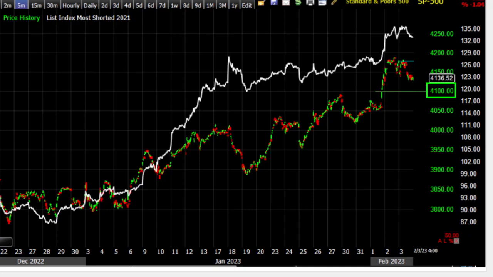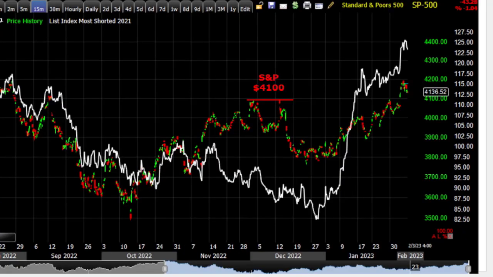It goes back to December, and here it is back in December. This is the most shorted index. Here is where the S&P couldn't get above 4,100, and you can see the shorts are just piling up their positions. Fail here, they add more positions. Fail here, they add more positions.